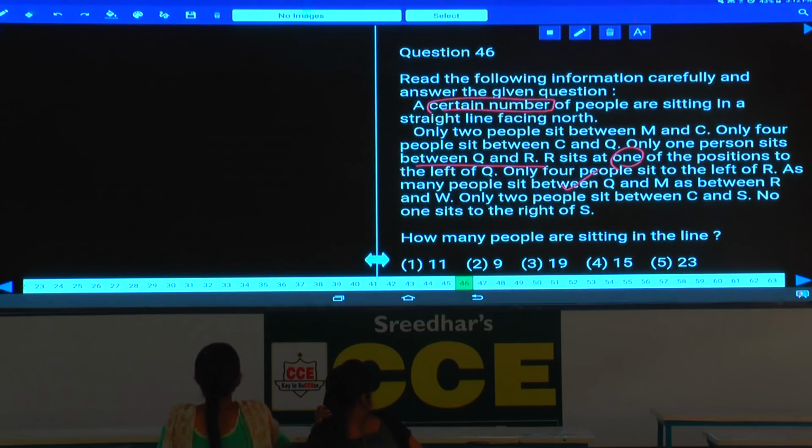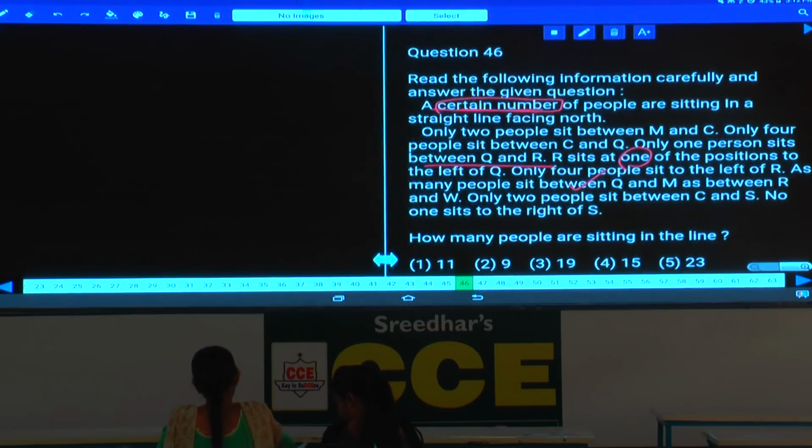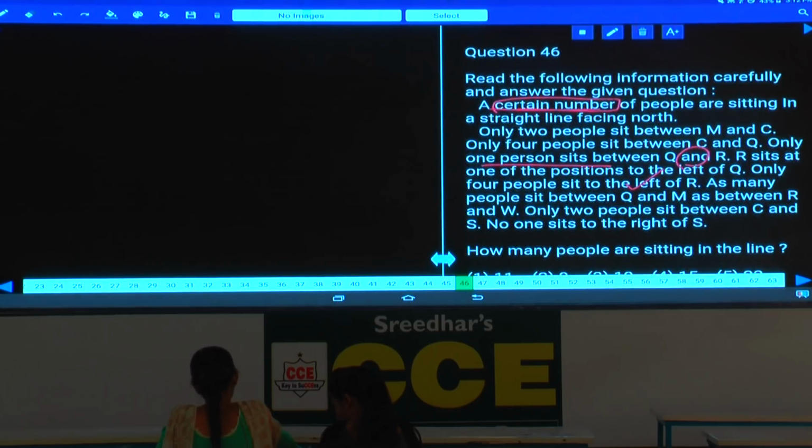Last year he started with a certain number of persons in a row, but this year, for the first time, he introduced a certain number of persons seated around a circular table. In IBPS, Tier 1 has given this model. The number of persons is not clearly given. Now, in this one, a certain number of people are seated in a straight line facing which direction?